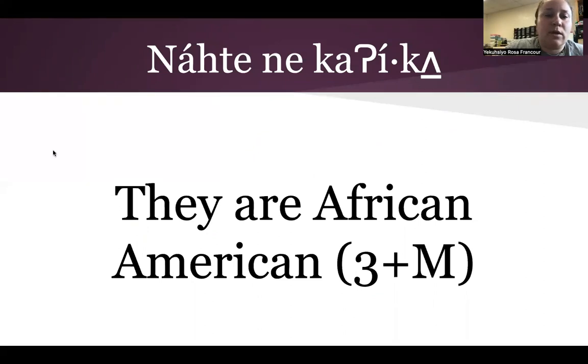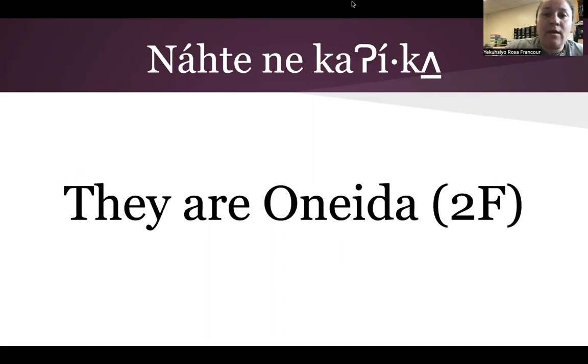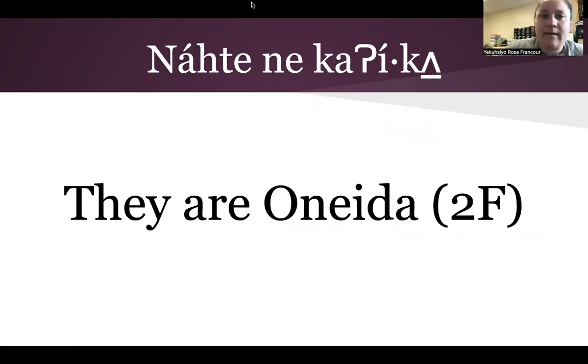Let's do 2 more, one of each. Oh, my bad. They are Oneida, 2 females. So who is they? 2 females. Oneida. Remember, our word is ungwehu. Pronoun for the U stem is gnu. K-N-U. Gnu. And then our root, gunungwehu. That is, they are Oneida, 2 females. Gunungwehu. And let's do one more.